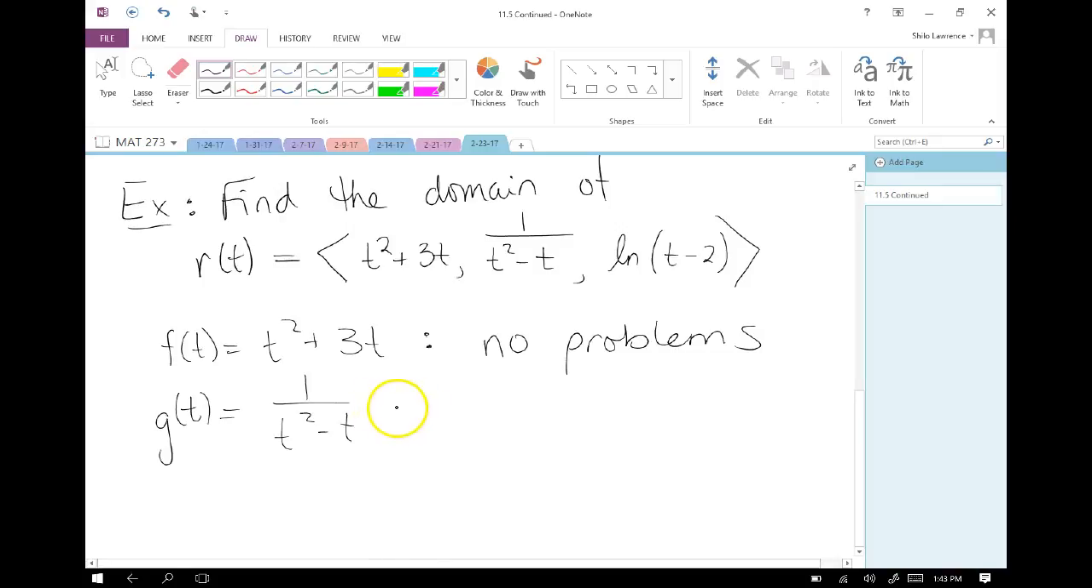We don't want the denominator equal 0. So we say t squared minus t can't be 0. And if you factor it, they've got a t in common. So t can't be 0. T minus 1 can't be 0. So t can't be 1. T can't be 1 or 0.